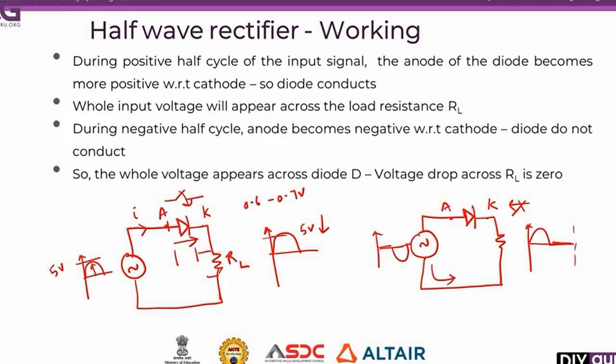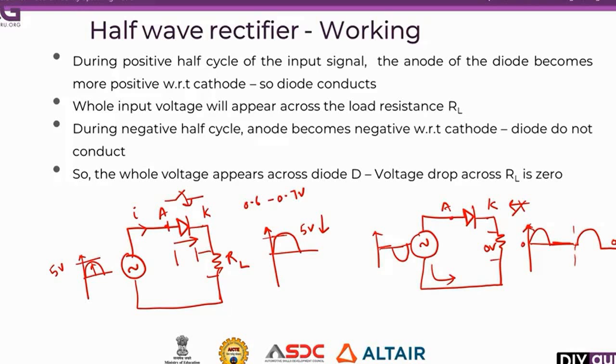Again the cycle repeats, so again you will be getting the positive, and negative will be always 0, since this diode is conducting only in one direction. So the voltage drop across the load will be always 0 in the negative half cycle. So this is the working of the half wave rectifier. If you see here, the current is only in positive direction and no current flows through the negative direction.